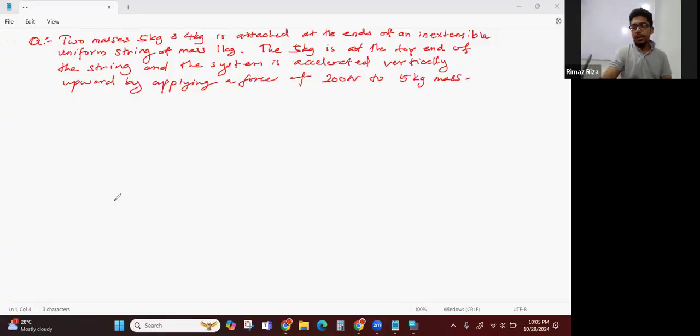Two masses 5 kilogram and 4 kilogram are attached. Here it's plural, so it has to be "are attached" at the ends of an inextensible uniform string of mass 1 kilogram. The 5 kilogram mass is at the top end of the string and the system is accelerated vertically upward by applying a force of 200 Newton to the 5 kilogram mass. Okay, so first I will draw the figure.